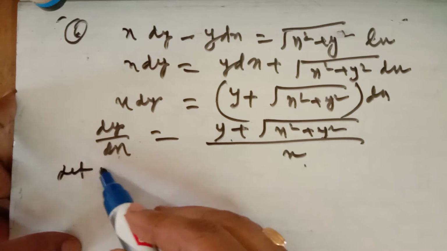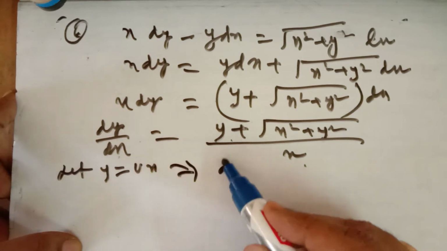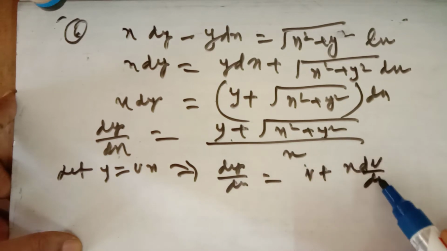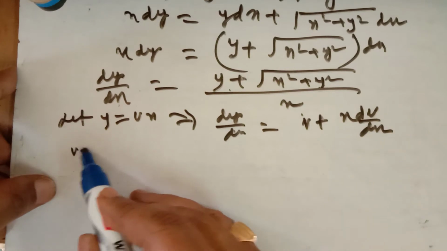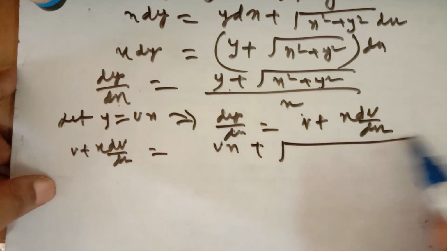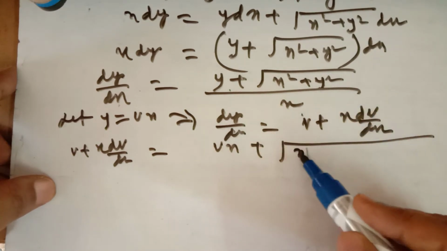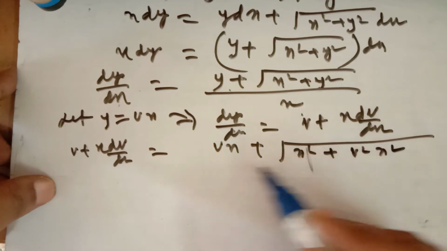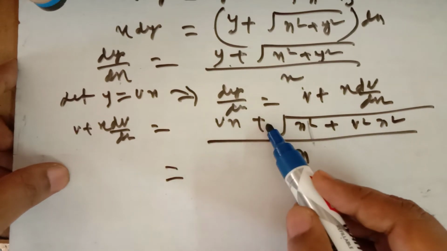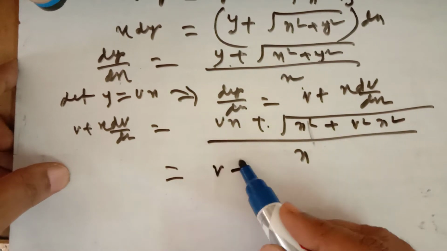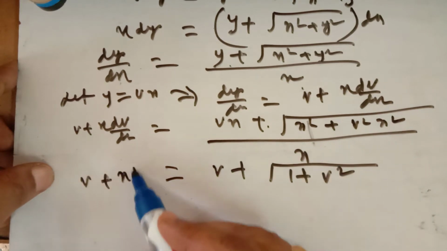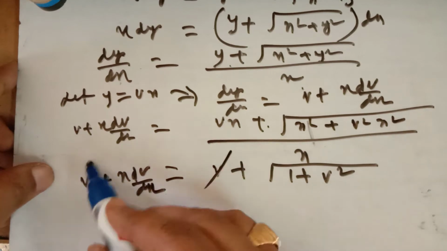So as usual you replace y is equal to vx, and dy upon dx is equal to v plus x dv upon dx. Replace it here: v plus x dv upon dx is equal to vx plus under root x square plus v square x square upon x. Now when you take x square common from the square root, it will be x, and this x will be cancelled out. I am getting under root this. So not a very difficult integration I am getting here. It will be cancelled out.